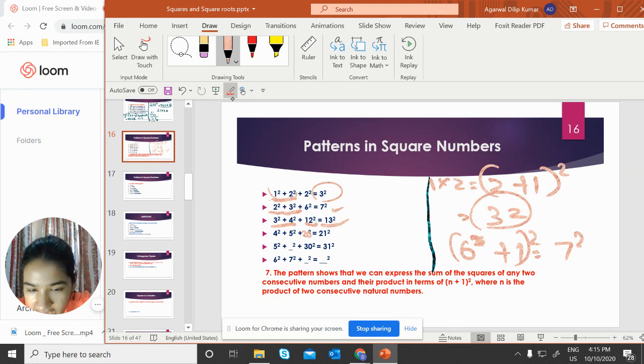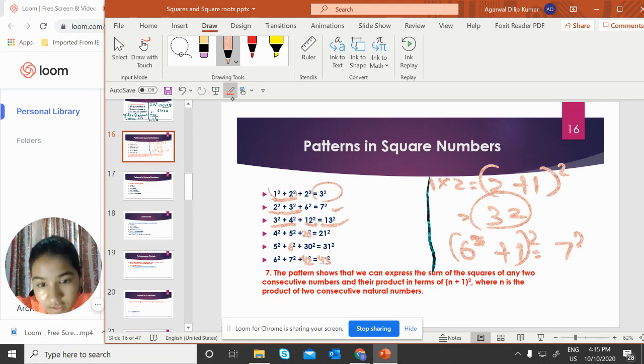Next, 5 square plus dash square plus dash is equal to 30 square. We have to think. 5 into 6 is equal to 30, and the square as it is. It will be 31 square. Next, 6 and 7. 6 into 7 is 42. 42 square. It will be equal to 43 square. Do you want me to explain it?